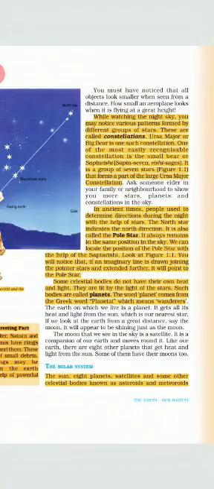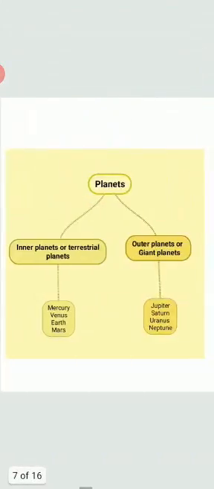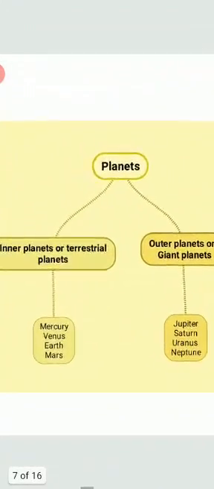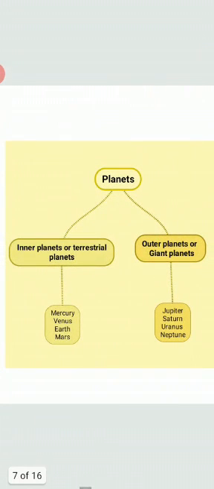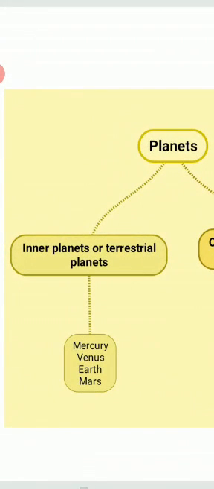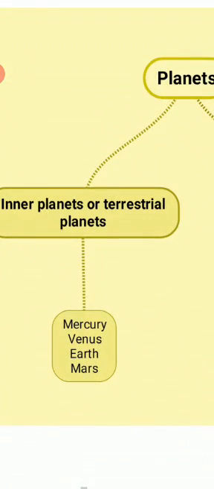Okay. Now we will see this mind map. The planets are divided into 2 parts, inner planets and outer planets. Inner planets are called terrestrial planets as they are made up of rocks and they are very close to the sun. It includes Mercury, Venus, Earth and Mars.